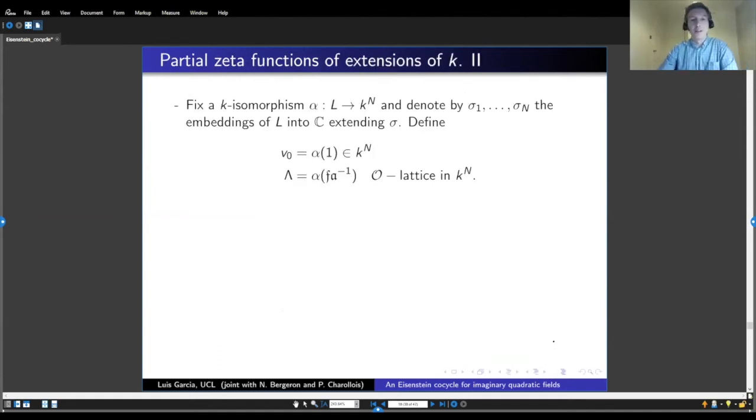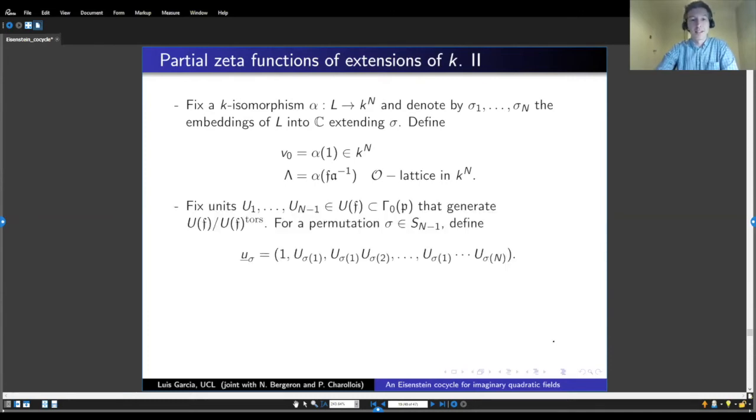Right, so I'm going back to the relation with the cocycle. I'm going to pick an isomorphism of L with k to the n, a basis of L. You denote by sigma_1 up to sigma_n the embeddings of L into C that extend our embedding sigma. And here is some additional notation. V0 is the point where we're going to want to evaluate our Eisenstein cocycle. It's the image under alpha of 1. And there is also a lattice, the lattice lambda there.